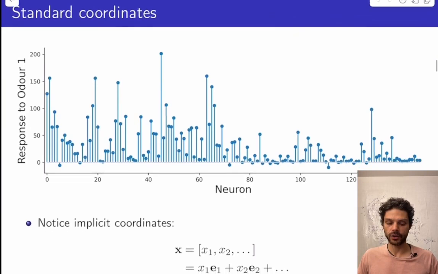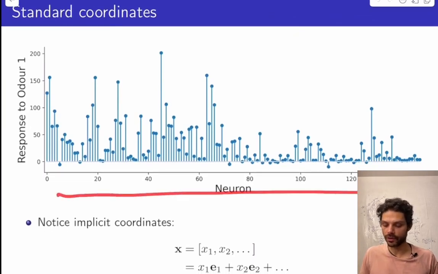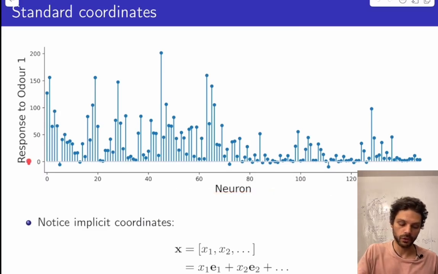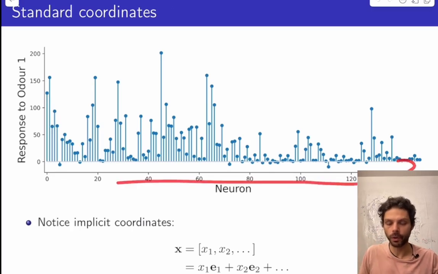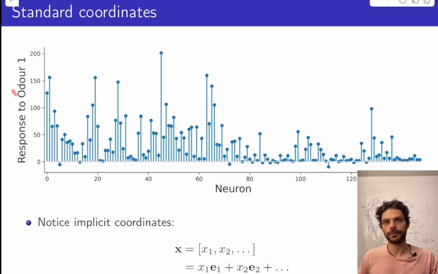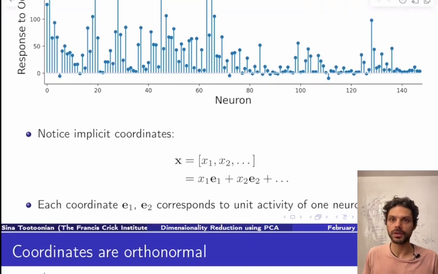Now here are the standard coordinates that your data arrives in, right? So again, this is the actual responses of 150 neurons to one of the very first odors. These points correspond to the elements of that 150-dimensional vector that represents this population, the response of the whole population to this one odor. Okay, and now what I want to get across is that notice that we have some implicit coordinates here, right?